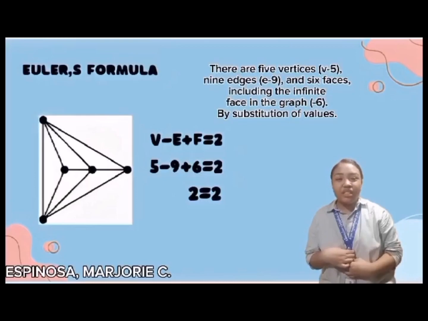Example: there are 5 vertices, 9 edges, and 6 faces, including the infinite face, in the graph. By substitution of values, 5 minus 9 plus 6 equals 2.